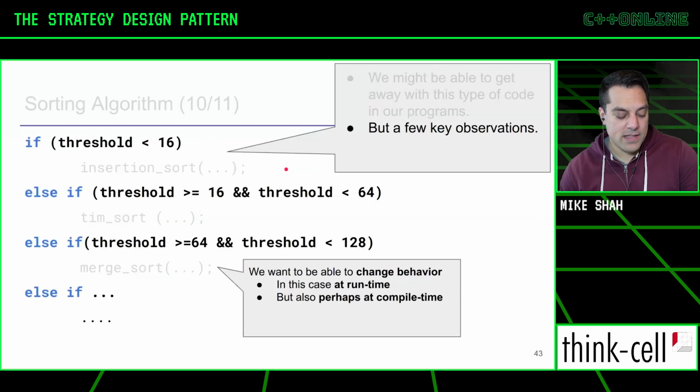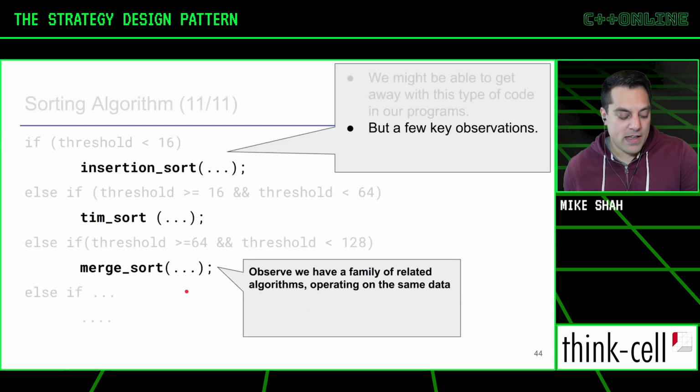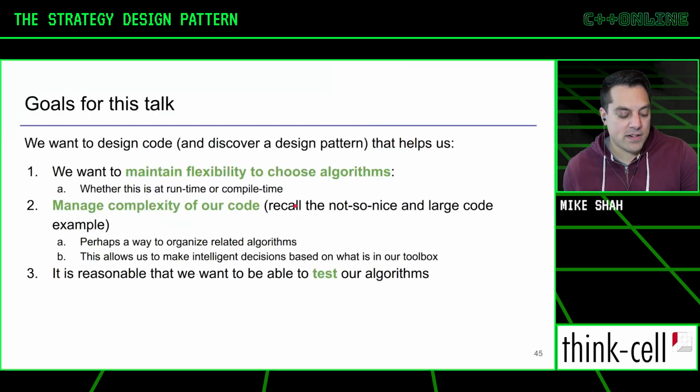Okay. So we've got these conditions here where we want to be able to change behavior, right? That was the point of having the conditions here. If this is true, then fall into this condition. And we want to be able to do this at runtime, right? As workloads change or different data sets come in. But again, we've got different algorithms to choose from. So how can we do better here?